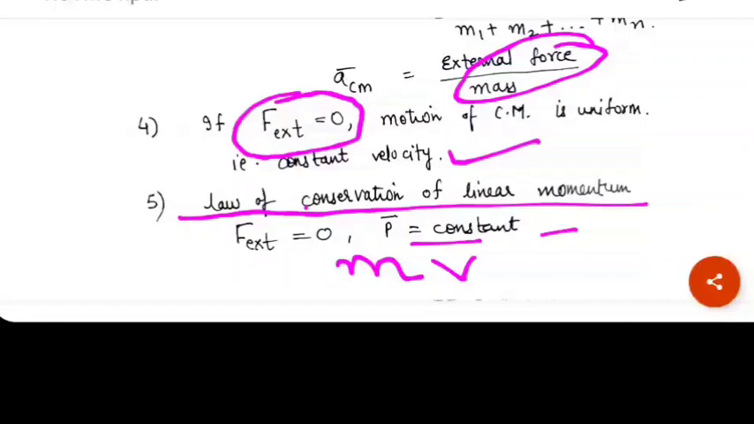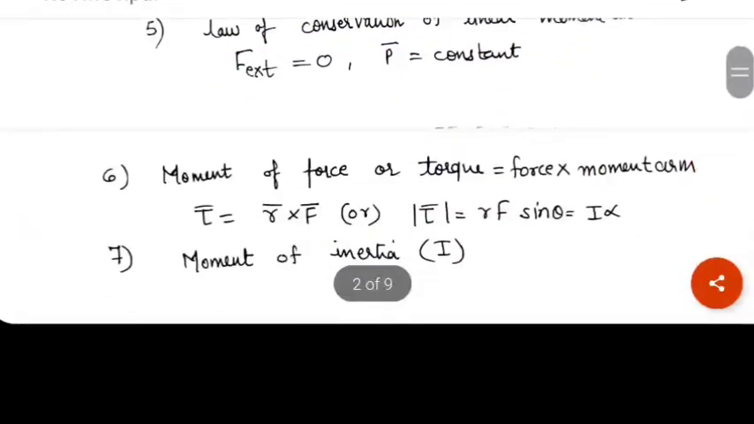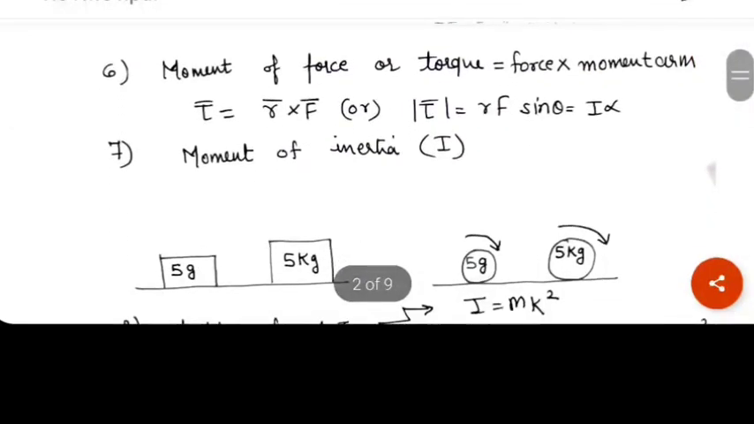For example, we have done cases of gun and bullet, where the velocity of the bullet is called muzzle velocity and the reverse velocity of the gun is called recoil velocity. Similarly, in the case of rocket propulsion, in the case of a person jumping from a boat onto the river shore. These are all cases of conservation of linear momentum.